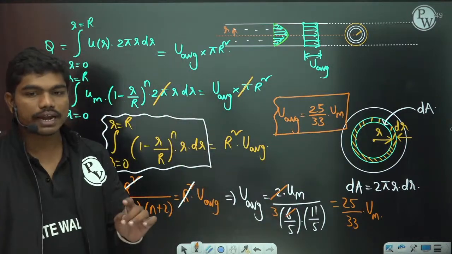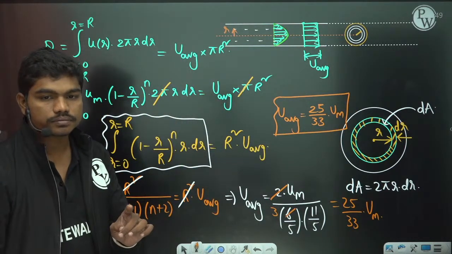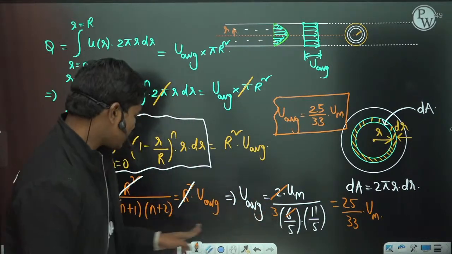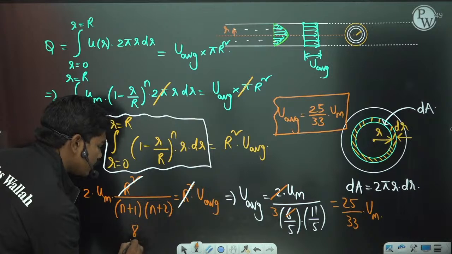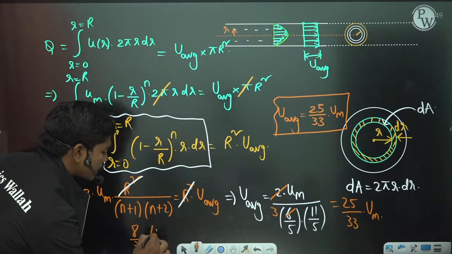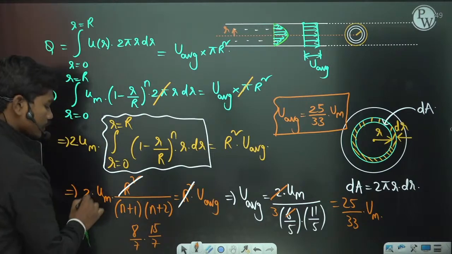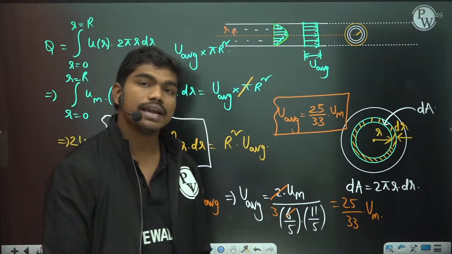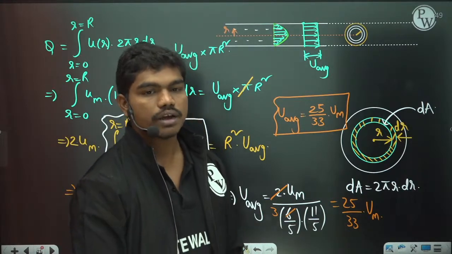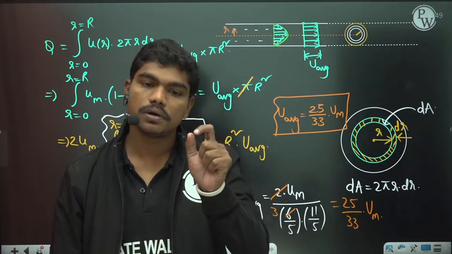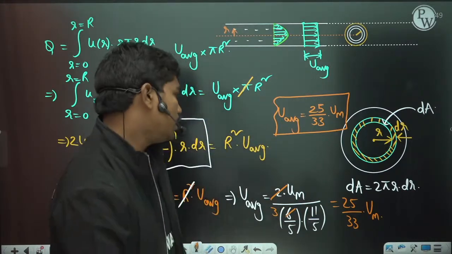Now let us suppose the n value is 1 by 7. If you keep n as 1 by 7, then this gives 8 by 7, and here it gives you 1 by 7 plus 2, which is 15 by 7. If you cancel here, you will get 49 by 60. That is one very important case. When n is equal to 1 by 7, k value is 49 by 60. Many times this 49 by 60 value is asked, so you can remember this.